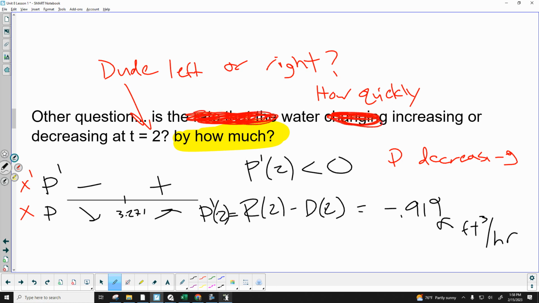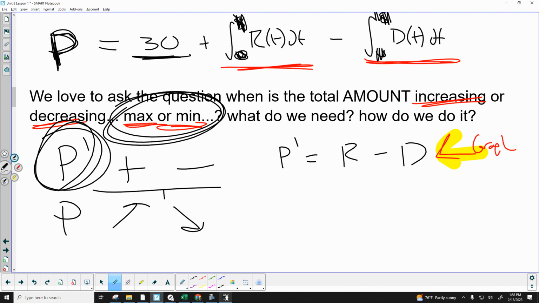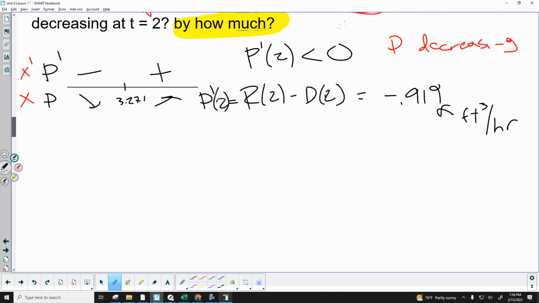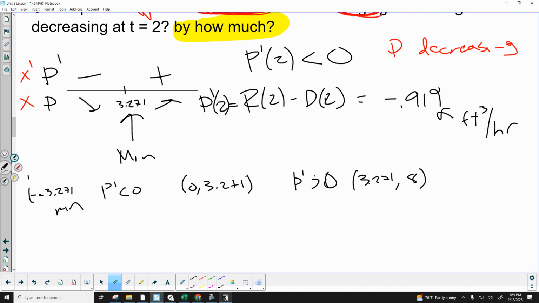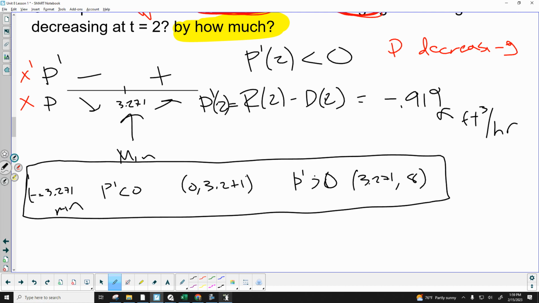Now, what always comes next? Maxes and mins. Justification. Well, boom. You know that has to be a min. You're asked for a justification for a min. You can say, hey, P prime is negative from 0 to 3.271, and then positive from 3.271 to 8. That ensures t equals 3.271 has to be the min. If you only have one candidate, as long as you explain why your candidate is your candidate, you're fine. Or you do the candidate test. P has got a min where P prime equals 0, or an endpoint.